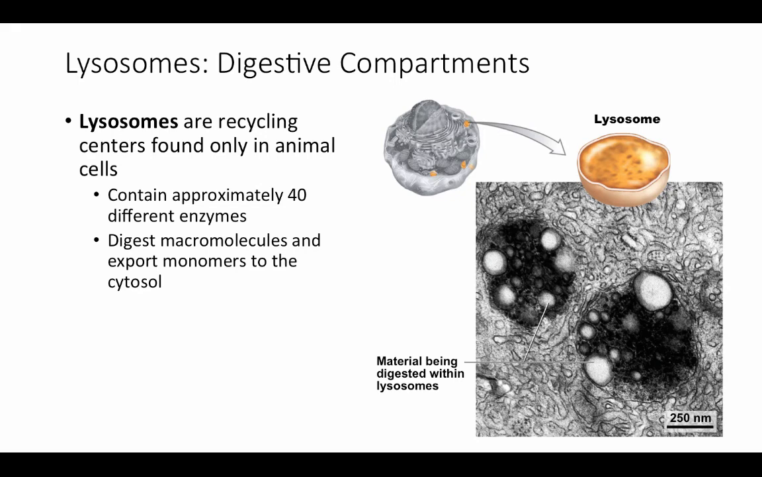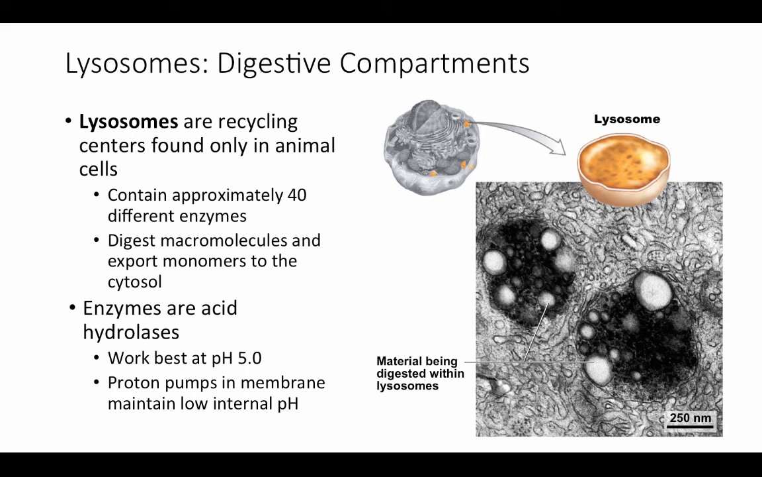So they're going to contain approximately 40 different enzymes. So that's where these vesicles coming from the Golgi apparatus to lysosomes are going to carry those enzymes into these developing lysosomes. And they're going to digest macromolecules and export the monomers to the cytosol to be reused to build other macromolecules. So the enzymes are acid hydrolases. So these are going to work best in an acidic environment, again, emphasizing the importance of these membranes that separate these enzymatic activities from the rest of the cell.